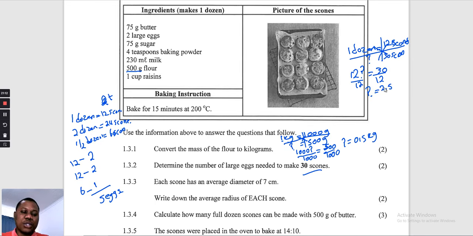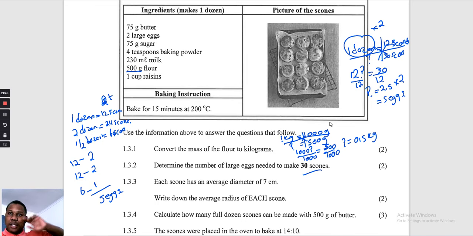So the 2,5 tells us that 30 scones is 2,5 dozen. That means it's 2 dozen and a half. Okay, so for how many eggs? Remember, our question needs to know how many large eggs. Therefore, we remember that this 1 dozen was made by 2 eggs. So we multiply this by 2, then we end up having 5 eggs.